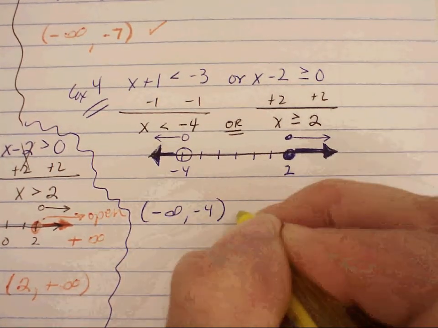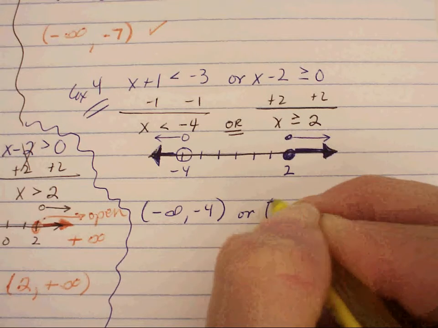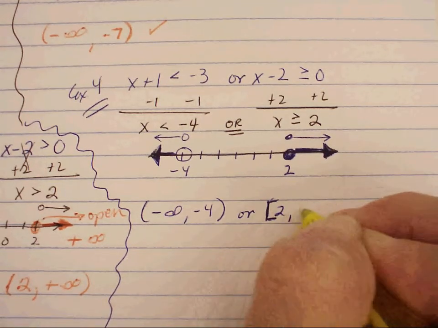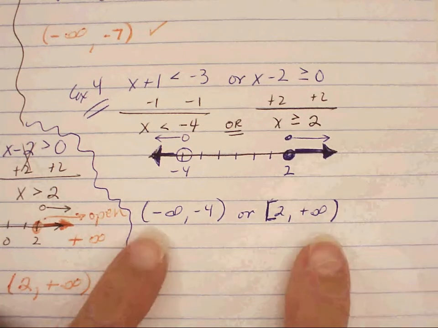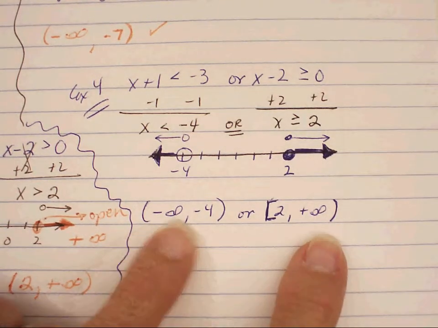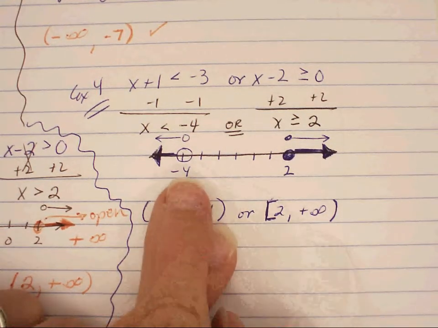Now, I already knew it was an or. What should I have done? I should have done this just to make sure that I took the time to double check whether it was or or and.